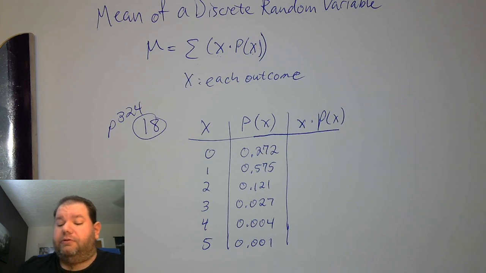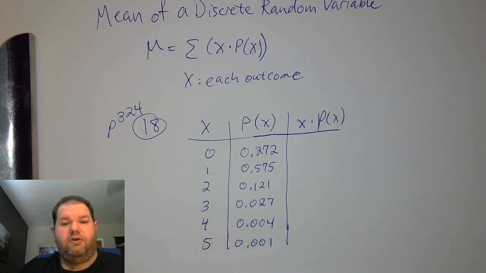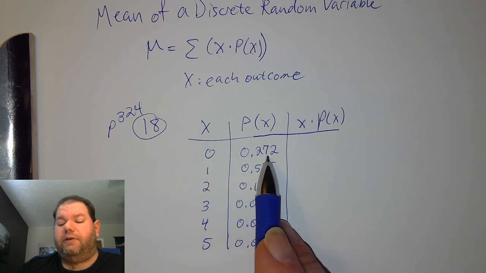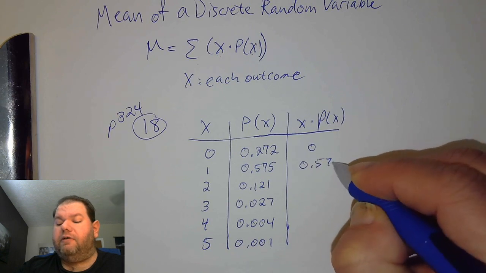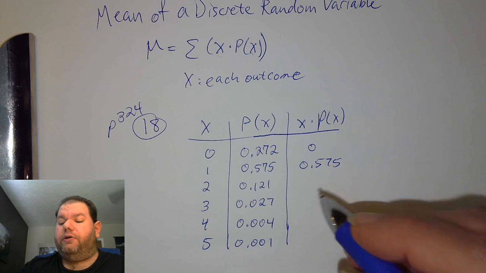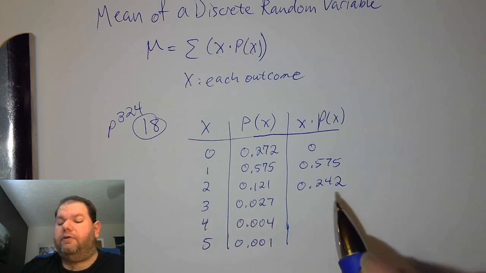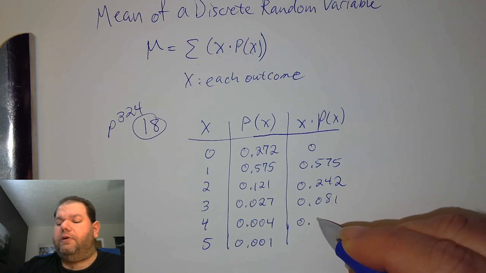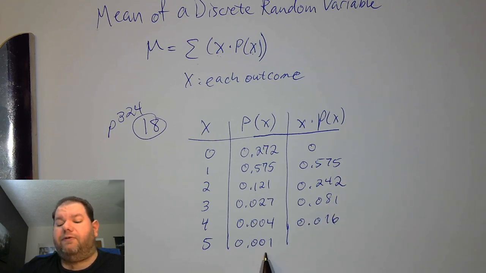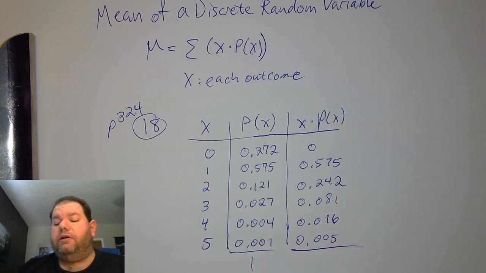Anyway, we can calculate X times P of X by multiplying across for each individual outcome. 0 times 0.272 is just 0. 1 times 0.575 is 0.575. 2 times 0.121 is 0.242. 3 times 0.027 is 0.081. 4 times 0.004 is 0.016, and then 5 times 0.001 is 0.005. Now we know the probabilities add up to 1, but adding these together will be our mean.